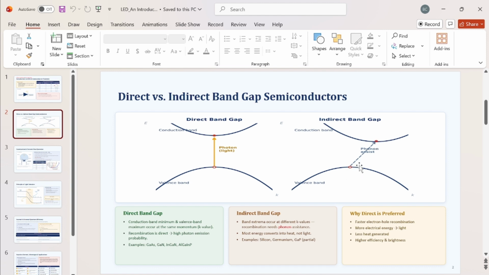A phonon is basically a quantum of lattice vibration, and here the total energy of the electron is converted into a light photon. So the efficiency of light emitting diodes will be higher when these devices are made of direct band gap semiconductors.